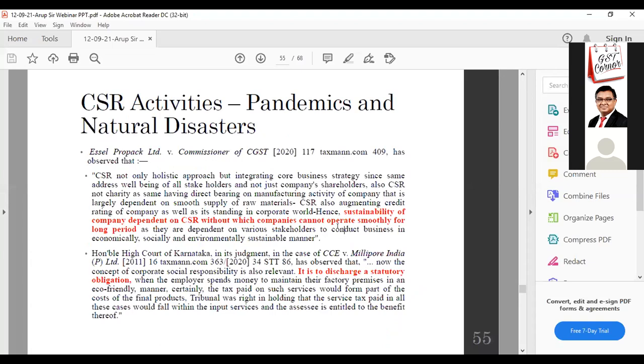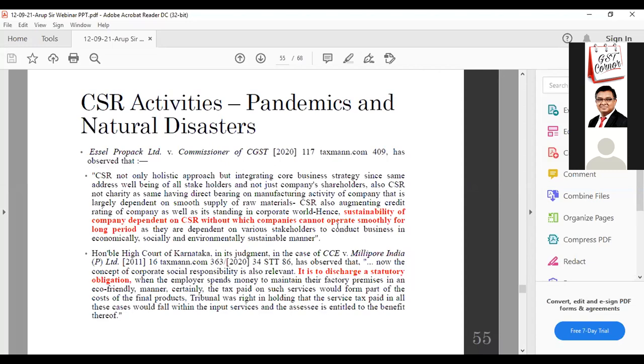This is again a hot topic which is being thrown upon these days, which is CSR activities. Pandemics and natural disasters are a cause for CSR activities mainly, though in normal situations also it happens. But because of pandemics and natural disasters like Amphan and the earthquakes and other things that are happening, the reason for business organizations to be associated with all these CSR activities, which come within the realm of ITC, is getting even more.